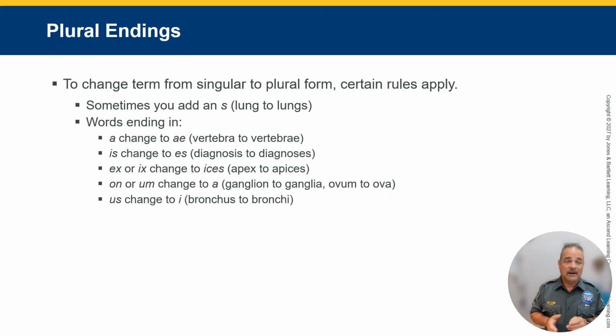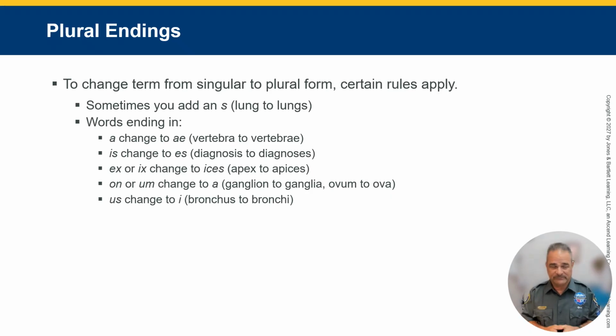Okay. All right. EX or IX changes to ICES. So apex. Apex is the point or the end. I'll give you a perfect example. Your lungs have an apex. It's the very tip of each lung, opposite the base. So if we're talking about both lungs, we want to say that we hear fluid in the apices of the lungs. Now I have made it plural. Instead of saying fluid in the apex of the right lung, I can say apices of the lungs.